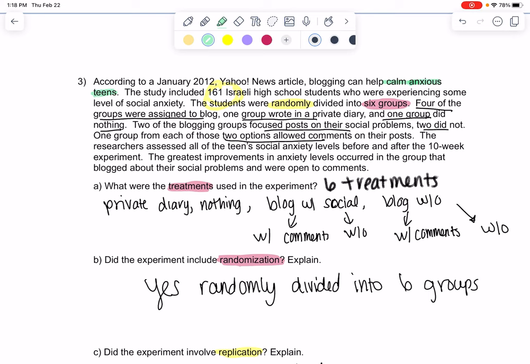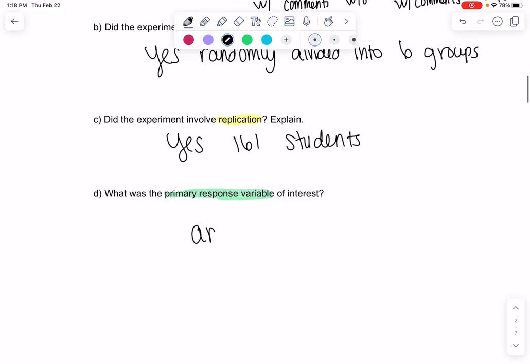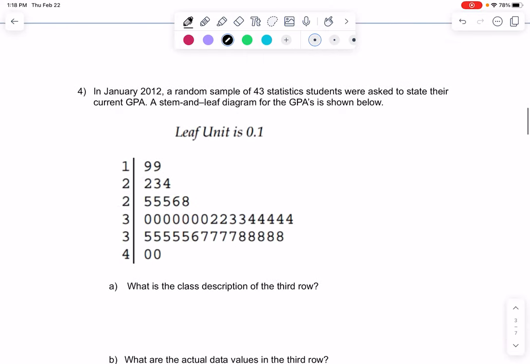And as I look through it, I see they assess the teens' social anxiety levels before and after. It does say their anxiety improved, but that's not the variable. The variable is just anxiety levels, what they were measuring. All right, and feel free to pause anytime. I'm just going through this quickly for everyone to go at their own pace.